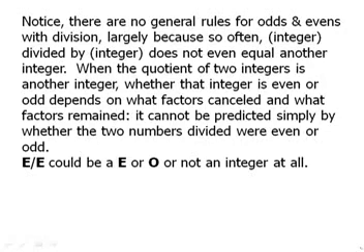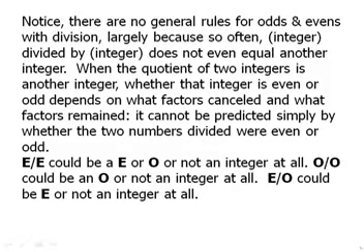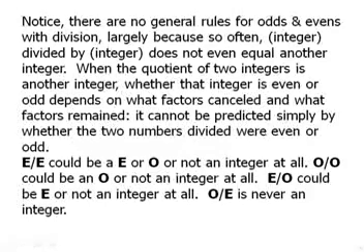If we divide an even number by an even number, the result could be even or odd or not an integer at all. If we divide an odd by an odd, this could be an odd number or not an integer at all. If we divide an even by an odd, it could be an even number or not an integer at all. And if we divide an odd by an even, that's never going to be an integer because there's always going to be a factor of 2 in the denominator that has no way of canceling with anything in the numerator. And so that's just never going to be an integer.